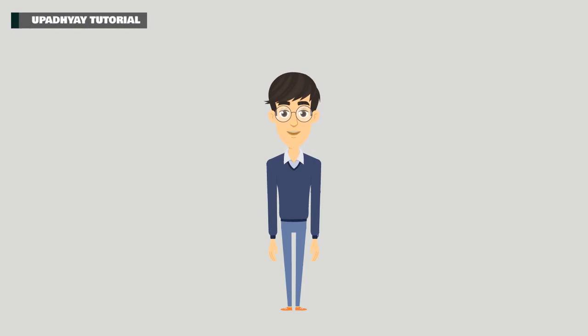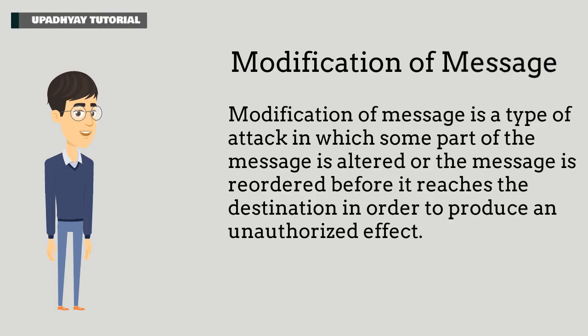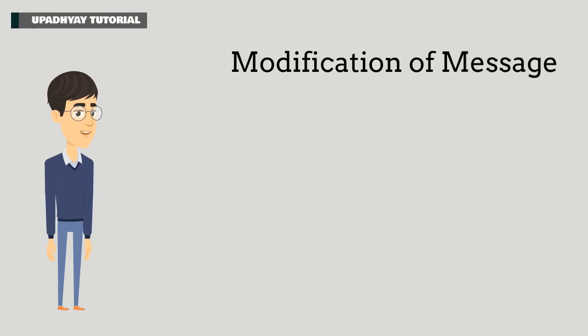Now, let us move on to the next type of active attack, that is, modification of message. Modification of message is a type of attack in which some part of the message is altered or the message is reordered before it reaches the destination in order to produce an unauthorized effect. Let us understand modification of messages with the help of an example.